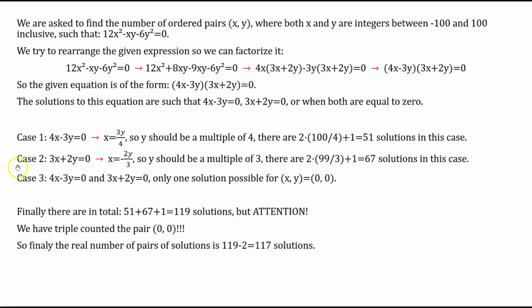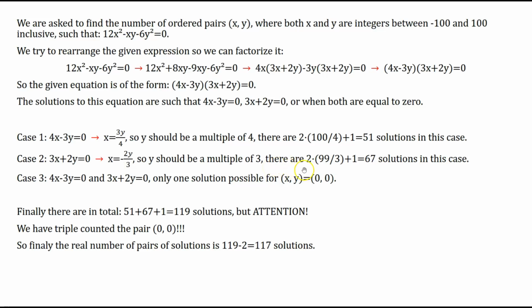The second case is when 3x plus 2y is equal to 0, which gives that, of course, we take 2y to the right hand side, divide by 3, and we have that x is equal to minus 2y divided by 3. In this case, we see that y should be a multiple of 3 in order for x to also be an integer.